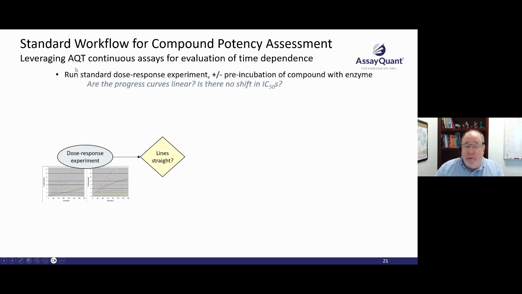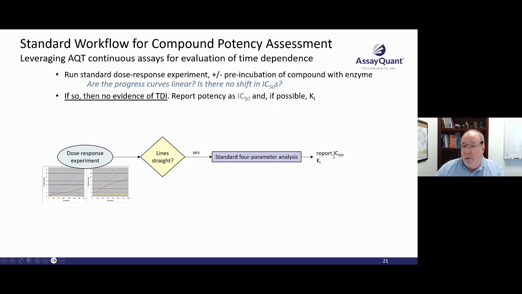So how do we do this? We start off by doing simple dose response experiments. And we ask, are those curves linear or are they curvy like this? We do plus and minus pre-incubation studies and see if there's actually a shift in the IC50s if you pre-incubate the compound with the enzyme versus don't do pre-incubation. All right. And if all of the curves are linear and there's no change in the IC50 with and without pre-incubation, well, then there's no time-dependent inhibition. We can actually report IC50s, and if we have enough other information, we can report KIs.